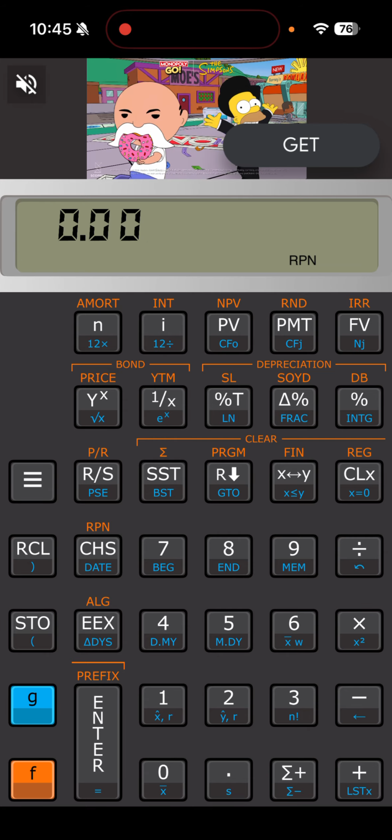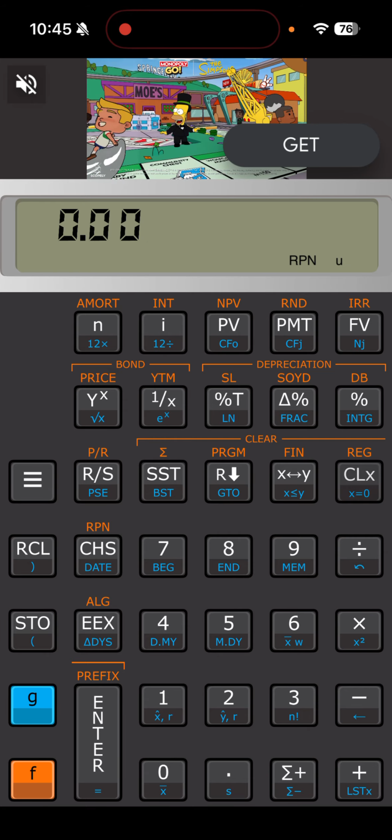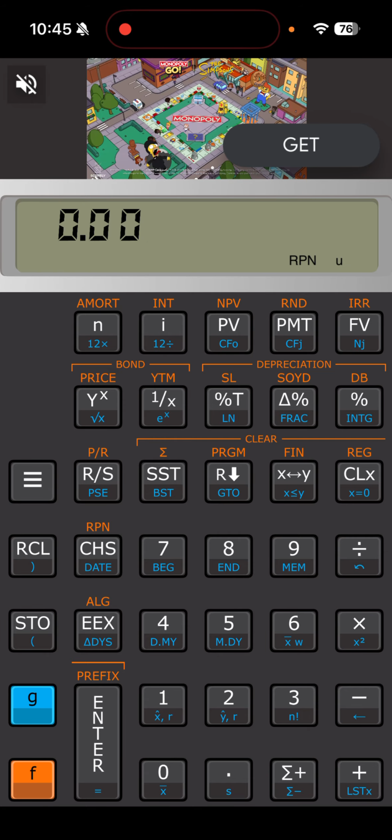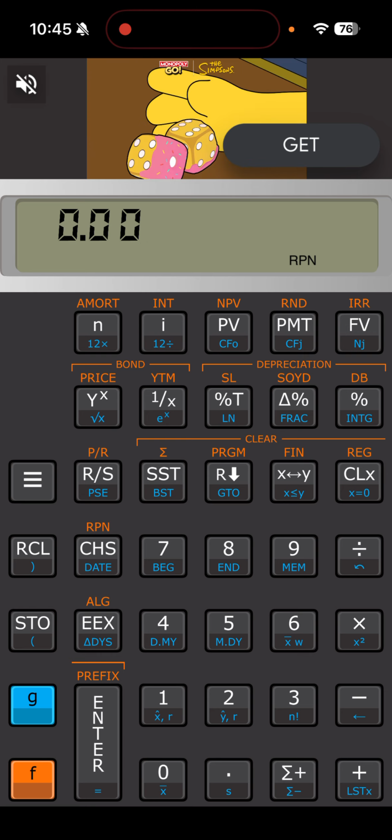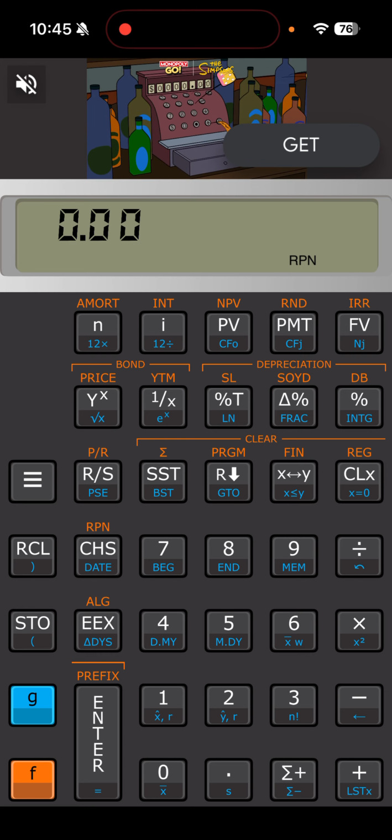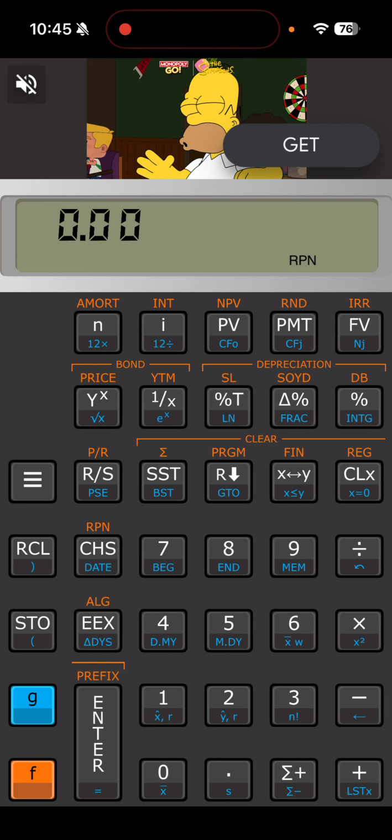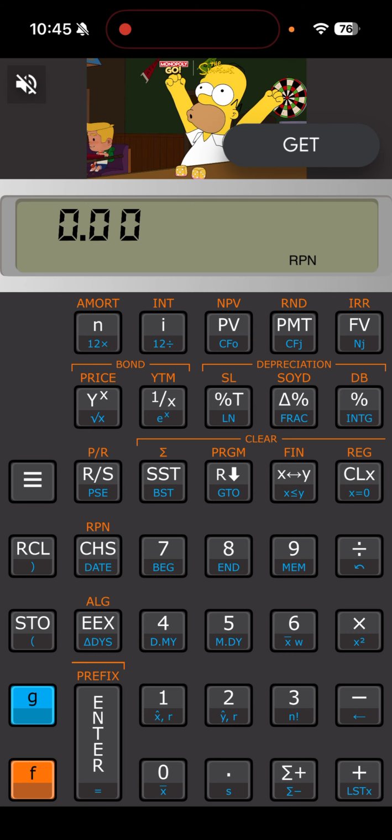What we're going to do today is the classic F clear, G clear. This is going to reset any pre-marked input that might influence your calculations.